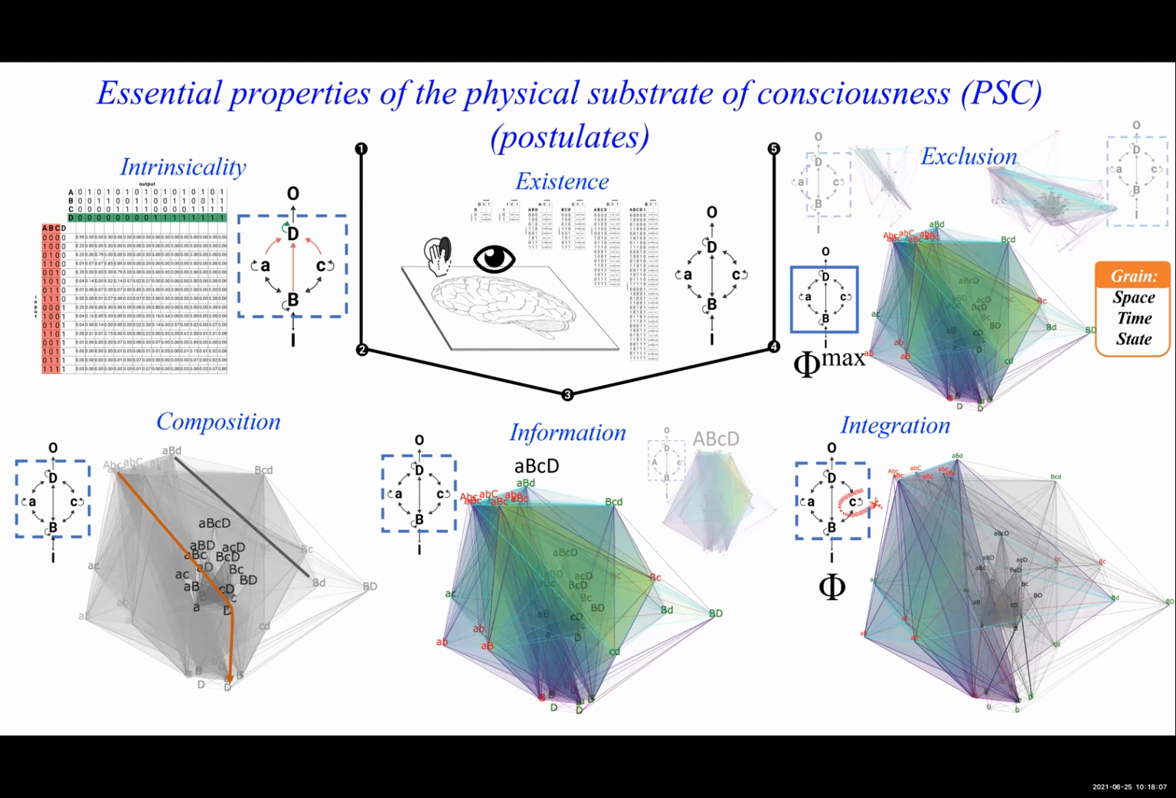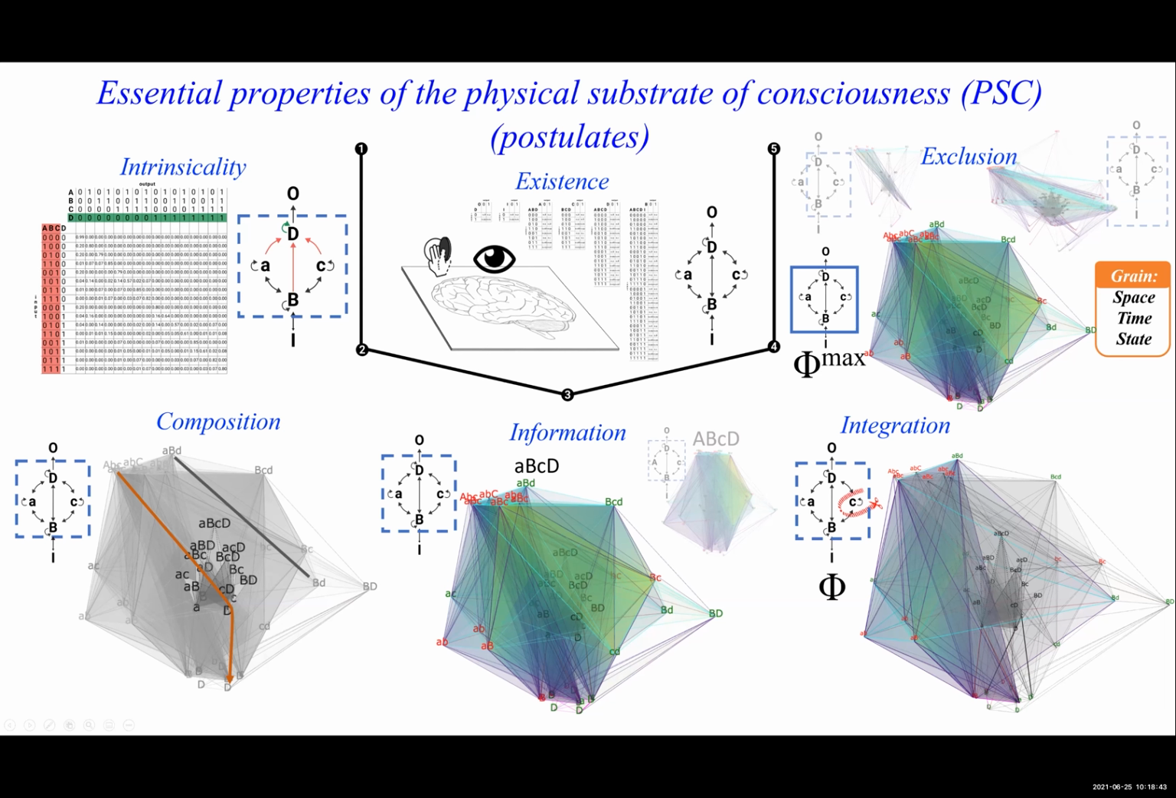Integration means that you take this substrate, you unfold its structure, and then you ask, does it hang together? Is it unitary, like consciousness, or can it be separated into independent components? By this, you do a cut, indicated here by the scissors. You cut out, for instance, unit C. This is a physical manipulation. And you ask, does this make a difference to this structure? If it doesn't, it's not one structure, but two, at least. So it's not integrated. If it does, it means that the structure cannot be subdivided physically into independent components.